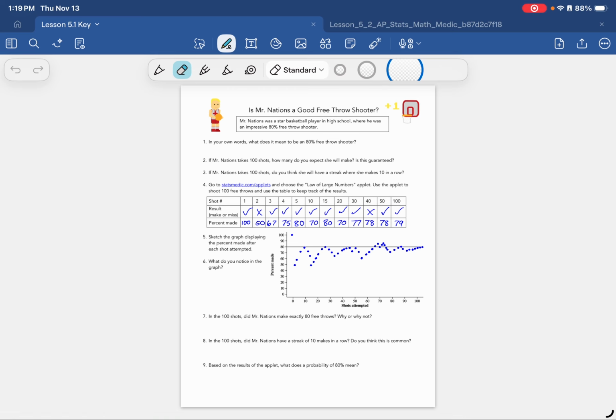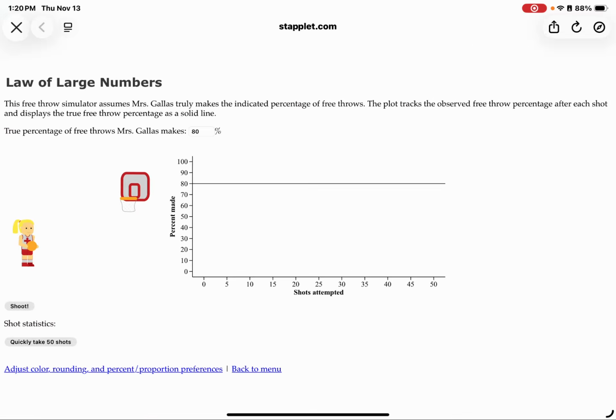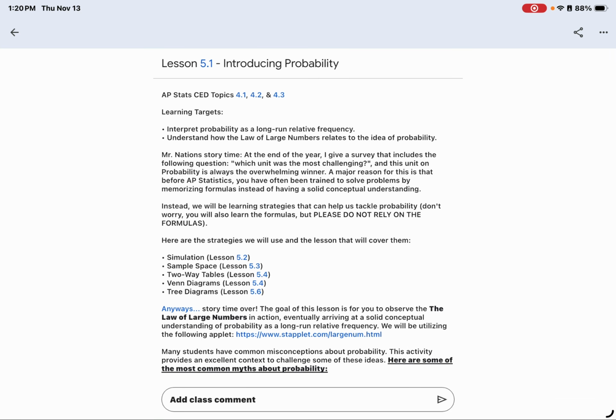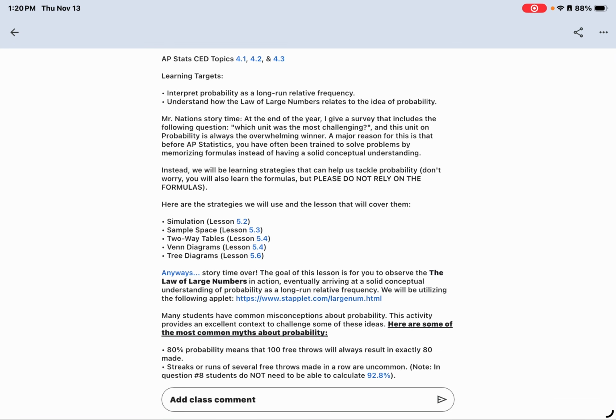On the piece of paper, there's statsmedic.com/applets, and then choosing law of large numbers is a good one. I've also just linked it straight into Google Classroom for you. It's in the first, so I'll show you so you can see in our lesson 5.1, we can see right here the statplet.com/large num.